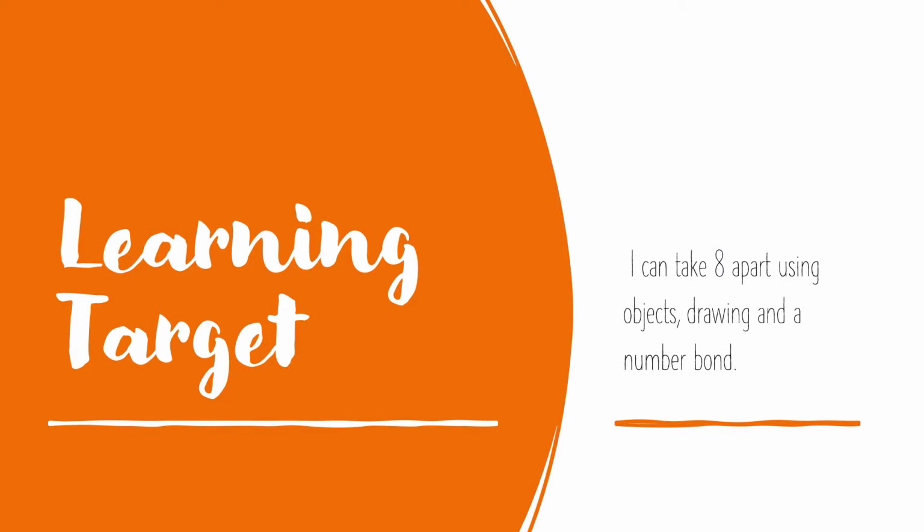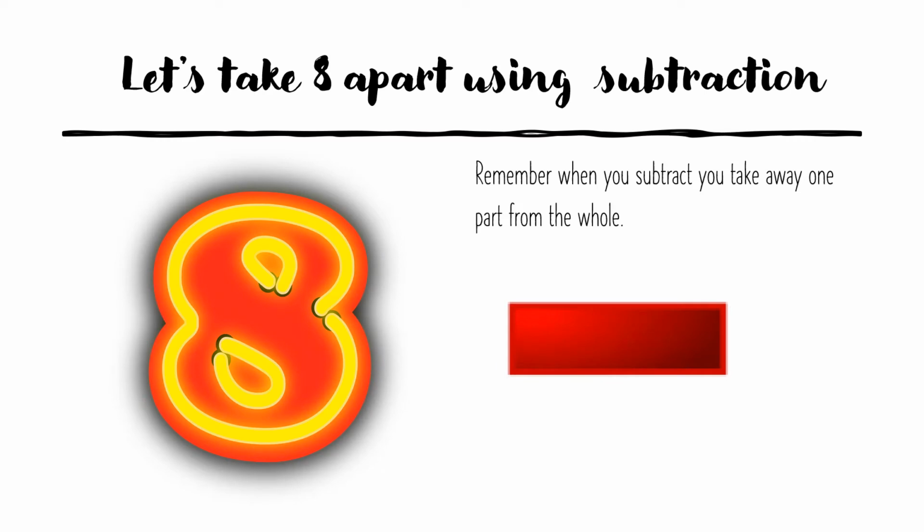Kindergarten, today during math, we are going to practice taking apart 8. We're going to use objects, drawings, and a number bond. Yesterday, we took apart 7. Today, we take apart 8. As we take apart 8 today, we are going to be using subtraction to solve our equations. Remember, when you subtract, you take away one part from the whole.